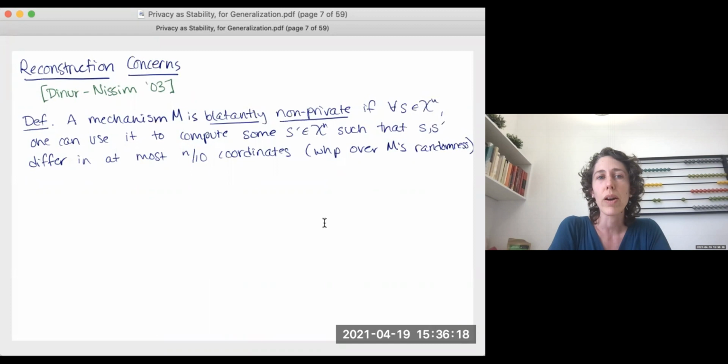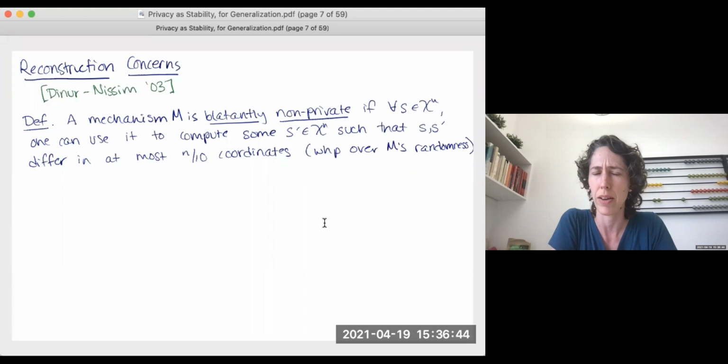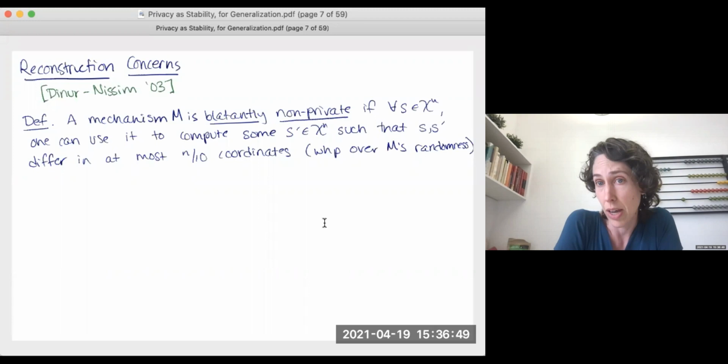So one of the first things that Dwork and Nissim give us is some vocabulary for talking about what privacy definitely isn't, what is not private or blatantly non-private. And they give us this definition that says that a mechanism is blatantly non-private if, for all data sets, you can use the output of the mechanism. And these are stated informally. If you have questions, feel free to ask. You can use the output of the mechanism to compute some other data set S prime, such that S and S prime are basically the same. So they differ in at most n over 10 coordinates, say. This is a statement that you make with high probability. So that's clearly not privacy.